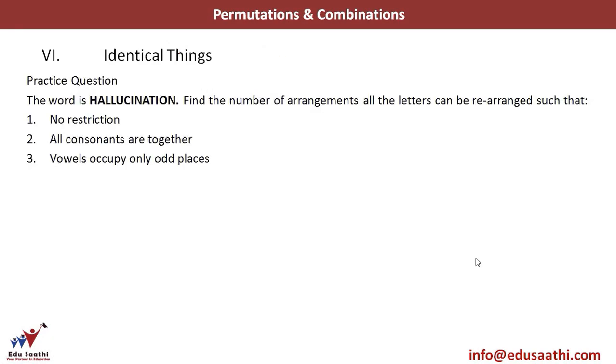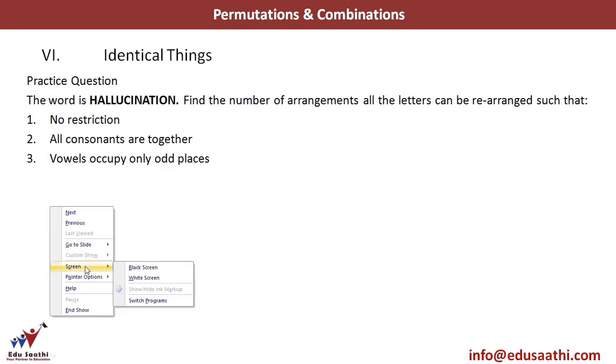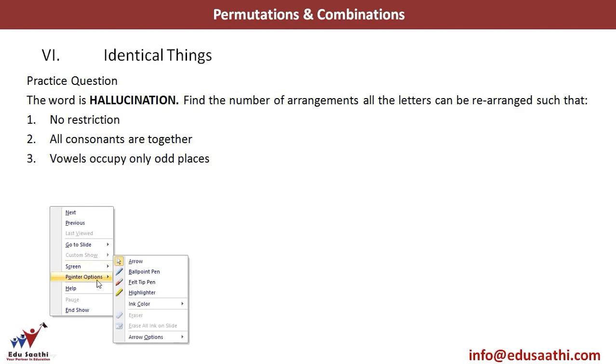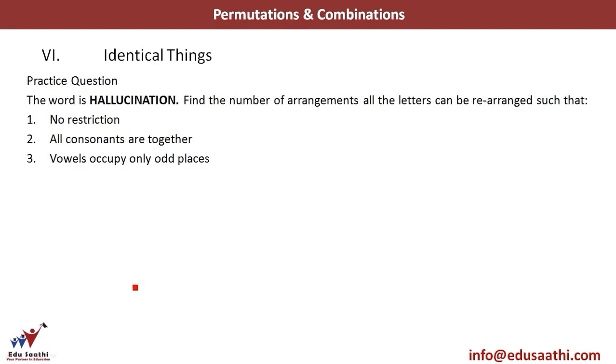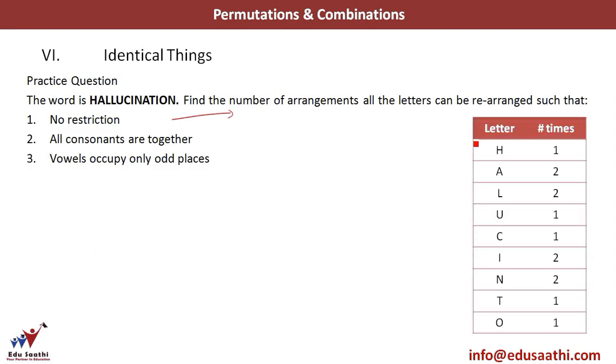So let's consider another question on identical things. The word is hallucination. Find the number of arrangements of all the letters such that there is no restriction. So when there is no restriction, it means I have to take all letters and I have to just rearrange them. So let's count the number of letters. I have H here, which occurs just once.